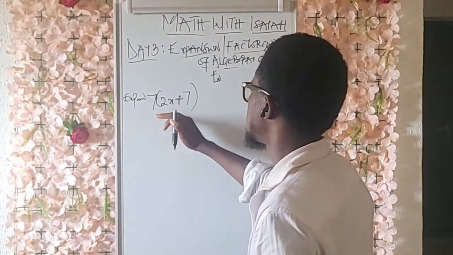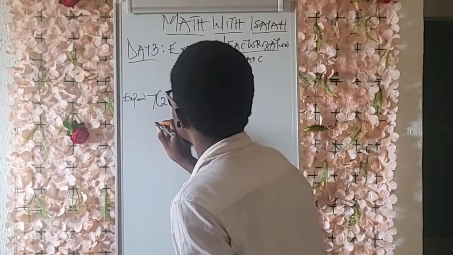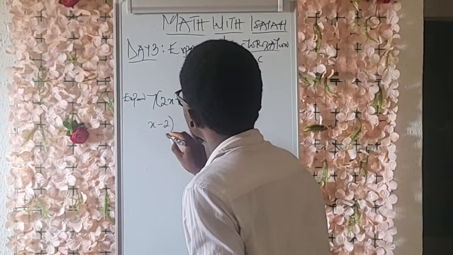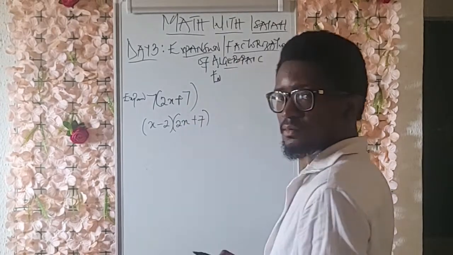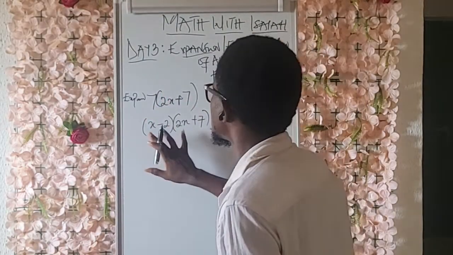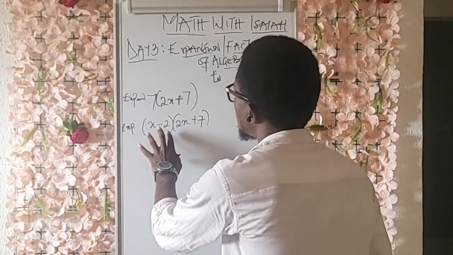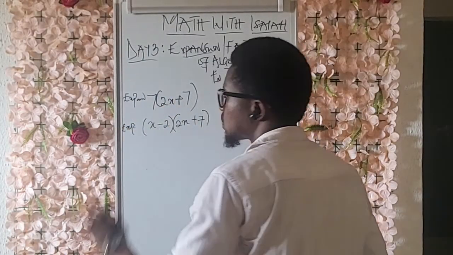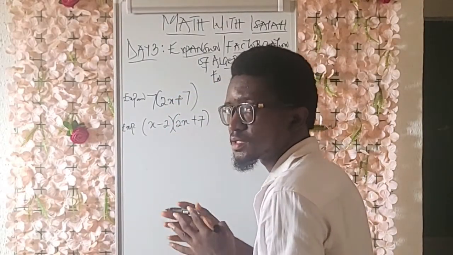Now, this is an example, and let me see if I can find another example. Let me come up with something in my head. Let's say you have x minus 2 into 2x plus 7. Now look at this. They are saying to expand this, and they are saying to expand this. Now here we have two different variables, but just one here. Now how do you expand these two? Now the technique behind it is different.